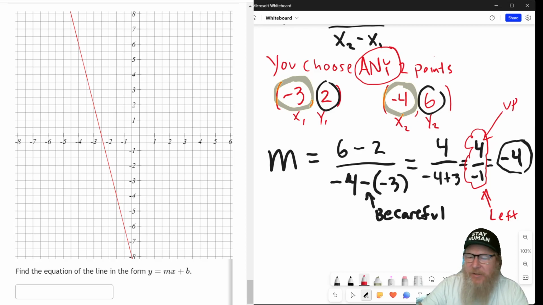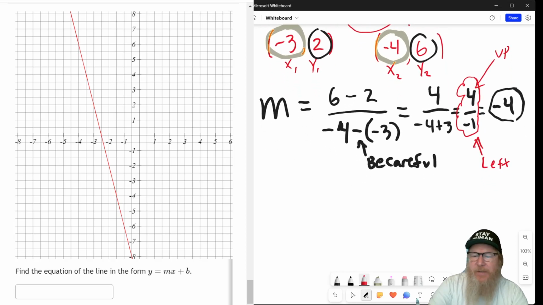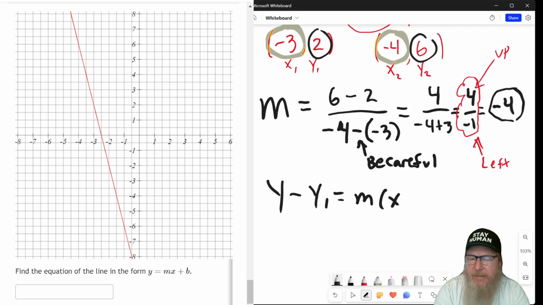All right, well, that's the first step to finding b, is to first find m, which gives you kind of half the answer here. All right, and now we're going to use the point-slope formula. So we've got y minus y1 equals m(x minus x1).